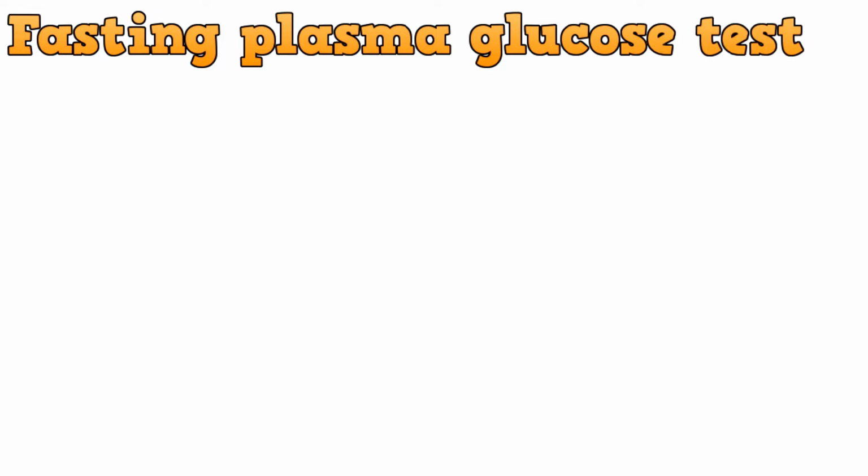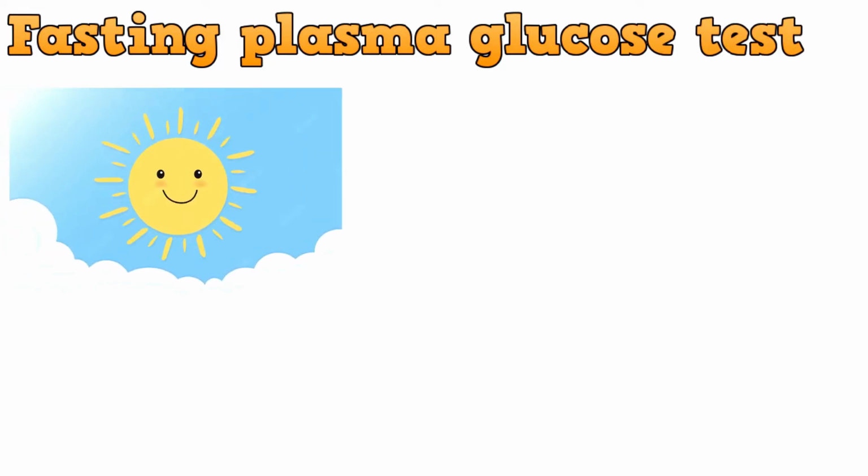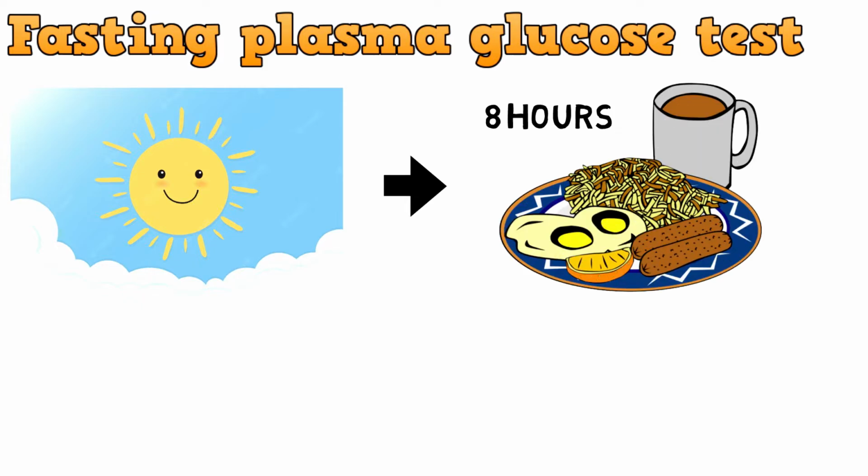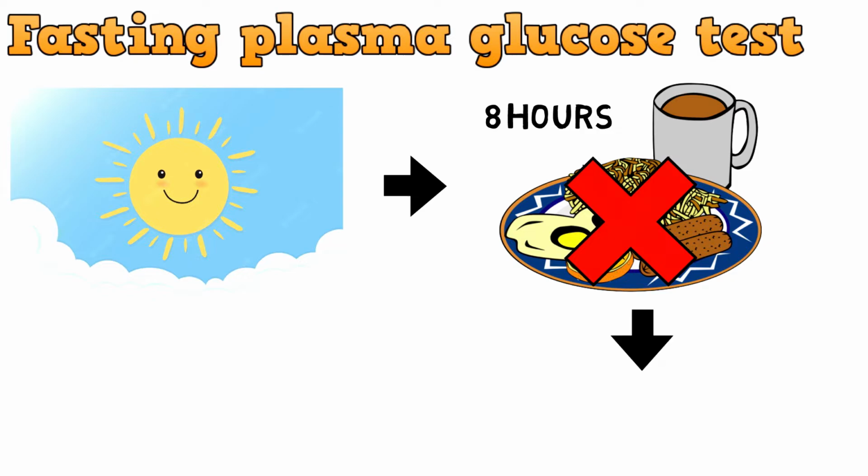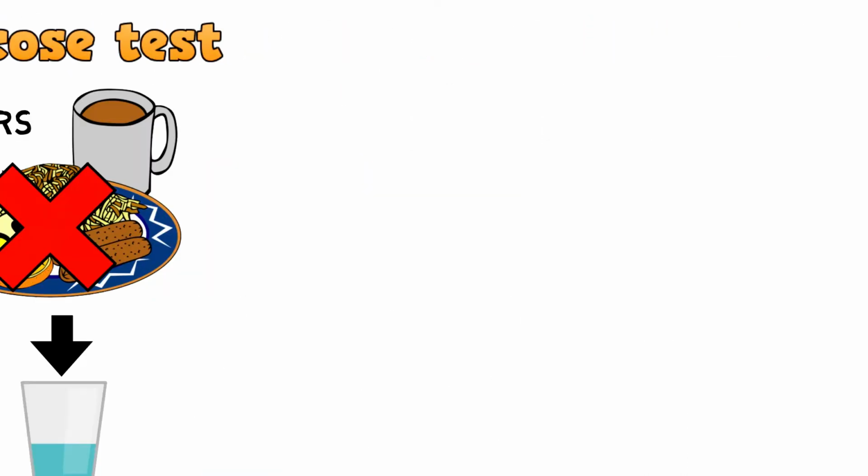Now let's start with the first test, that is the fasting plasma glucose test. This test is best done in the morning after an 8-hour fast. That means you cannot eat or drink anything except some sips of water. The blood glucose levels are measured in the morning and are interpreted.